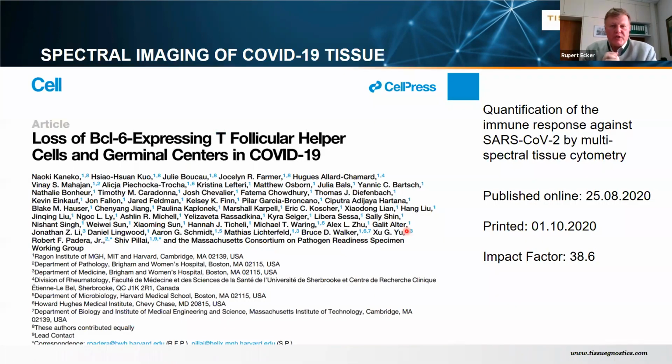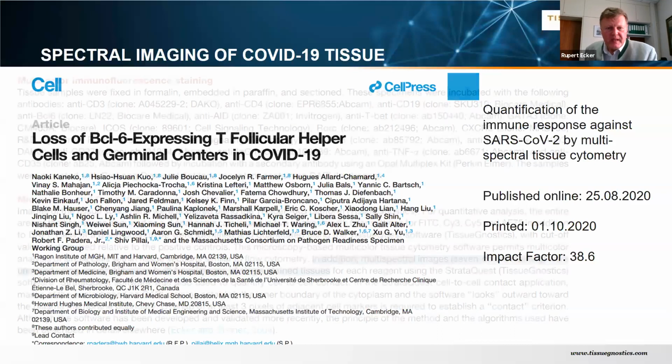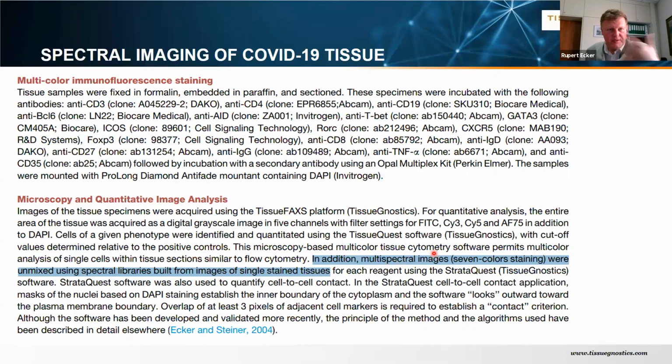For current reasons, I would like to point your attention to this recent publication from August this year in Cell, one of the highest impact factor journals, 38.6. This comes from the Ragon Institute in Boston, which is associated with MGH, Massachusetts General Hospital, MIT, and Harvard. And they used our TissueFAXS system with multispectral analysis in order to quantify the immune response against SARS-CoV-2 in COVID-19 patients in the lung tissue.